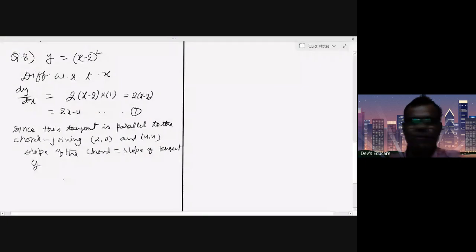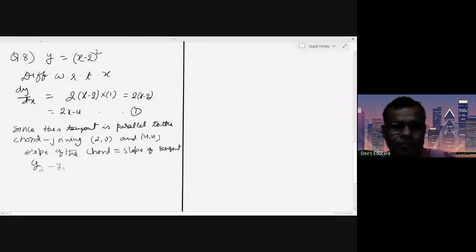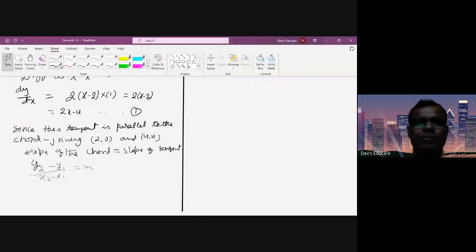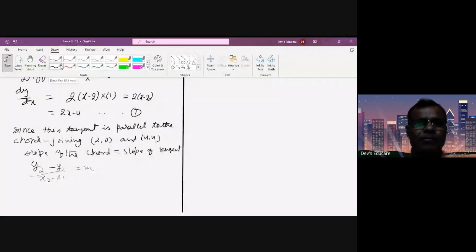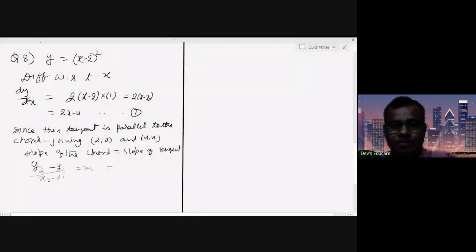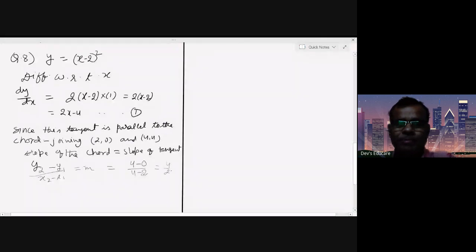We have y2 minus y1 divided by x2 minus x1 equals the slope. So y2 minus y1, that is 4 minus 0 upon 4 minus 2. So this becomes 4 upon 2, which equals 2.